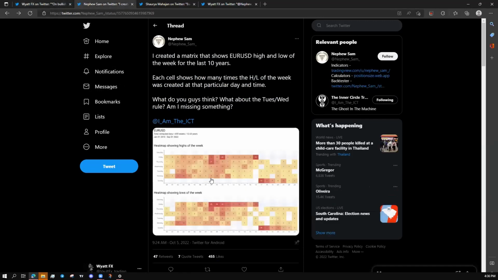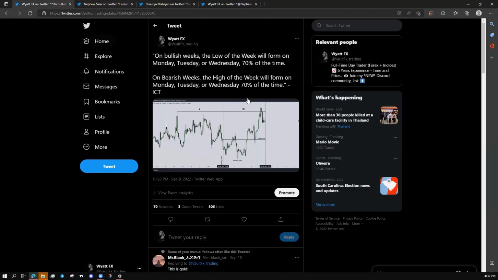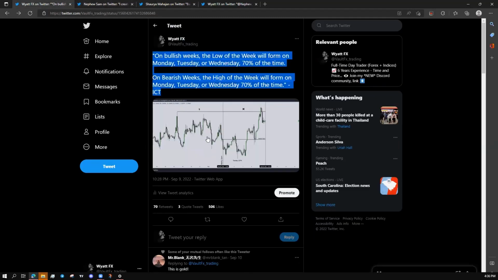Back to this data, that's not what this is testing. This is testing when do highs and lows of the week form regardless of bias, which means you're going to get a ton of tally marks on Fridays for bullish candles when you shouldn't even be tallying the highs of the week for that week. You should be tallying the low of the week. So let's go over to some data that actually separates the bullish weeks and the bearish weeks, and we'll see that this concept is perfectly valid.